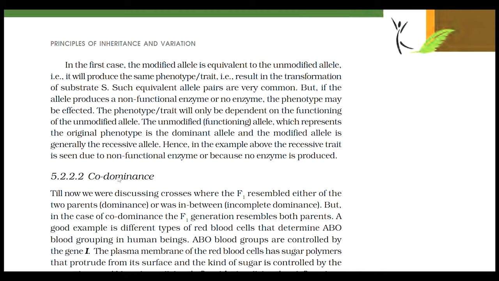5.2.2.2 Codominance. Till now, we were discussing crosses where the F1 resembled either of the two parents, which is dominance, or was in between, which is incomplete dominance. But in the case of codominance, the F1 generation resembles both parents. A good example is different types of red blood cells that determine ABO blood grouping in human beings. ABO blood groups are controlled by the gene I. The plasma membrane of the red blood cells has sugar polymers that protrude from its surface, and the kind of sugar is controlled by the gene.